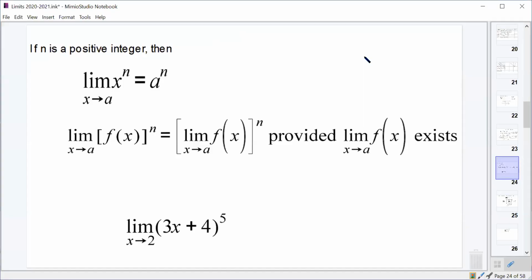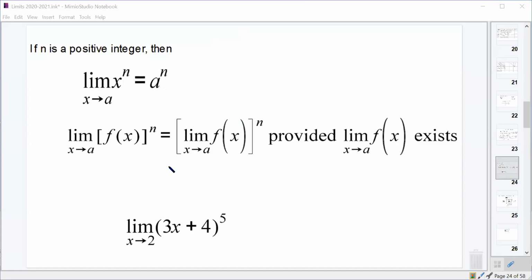All right, next couple here is if we have an exponent, so x to the n, it's always just going to be a to the n for any positive integers. And even more importantly than that, if we have a full function, let's say this is sine x to the 5th power that I'm taking the limit of, I can take just the limit of the function, so just the limit of sine x, and then raise the value to that 5th power.